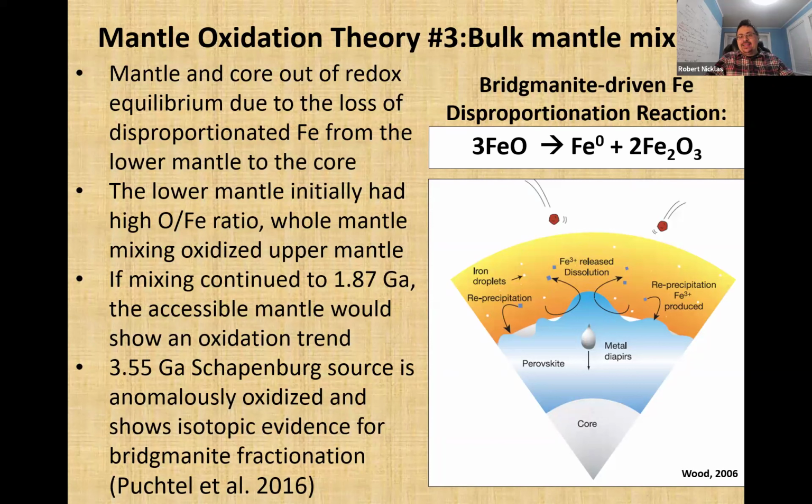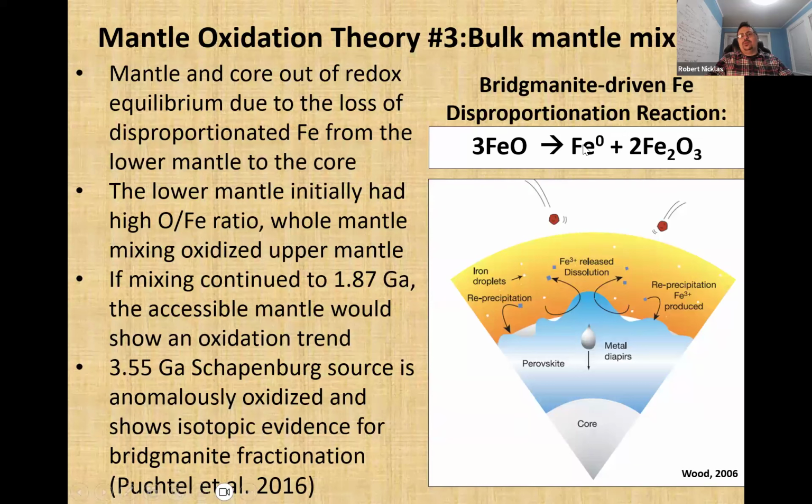Bridgmanite highly prefers +3 cations in its mineral structure. So what iron +2 will do in the lower mantle, and this is still happening today, it's been shown in experiments and it's been found in diamond inclusions, is that iron will disproportionate, which means react with itself. So iron +2 will disproportionate into 2 iron +3, which fit really well in the Bridgmanite structure, and also iron metal. This in of itself does not change the oxygen fugacity, because this is a reversible process.